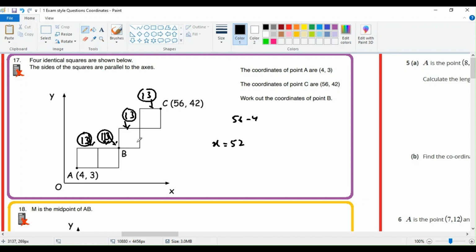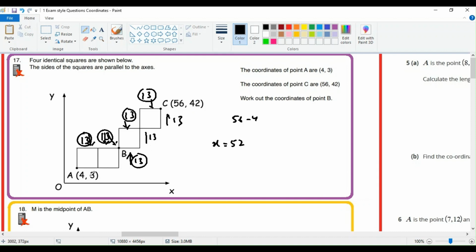When it comes to y, 42 minus 3 should be giving us 39. Now when the y coordinate has moved 39 up, that means there are three boxes, 1, 2, and 3. So it has moved 3 steps. That means 39 has to be divided by 3. So movement of one box is 13. 13 this way, 13 this way, and 13 this way. That's how it has become 39.